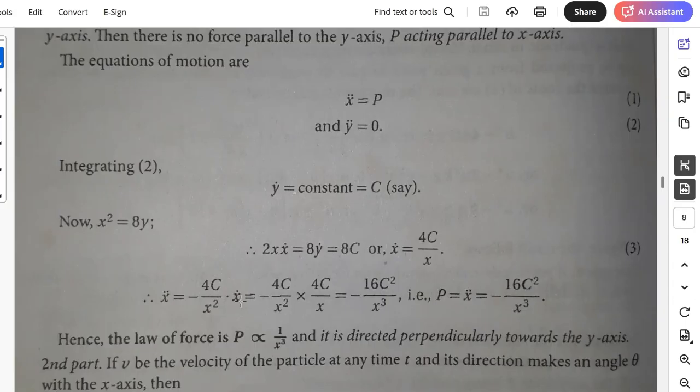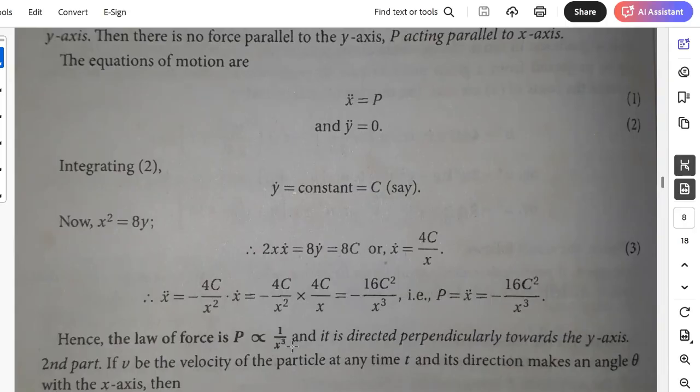So ultimately, after a bit of simplification, very straightforwardly, you can get x double dot equals this. So what is the main thing? Minus is there. So as I said, it is directed towards the y-axis. Okay. And you can see it is proportional to 1 by x cube. So this is the law which we were trying to find out.